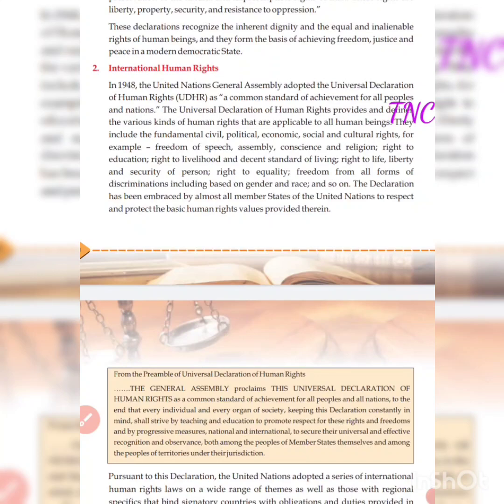They include the fundamental civil, political, economic, social and cultural rights, for example, freedom of speech, assembly, conscience and religion, right to education, right to livelihood and decent standard of living, right to life, liberty, security of person, right to equality, freedom from all forms of discrimination including based on gender and race and so on. So these are the various cultural, social, political rights that are very basic or natural in nature, and that are important to be provided to each and every human living on this planet Earth.